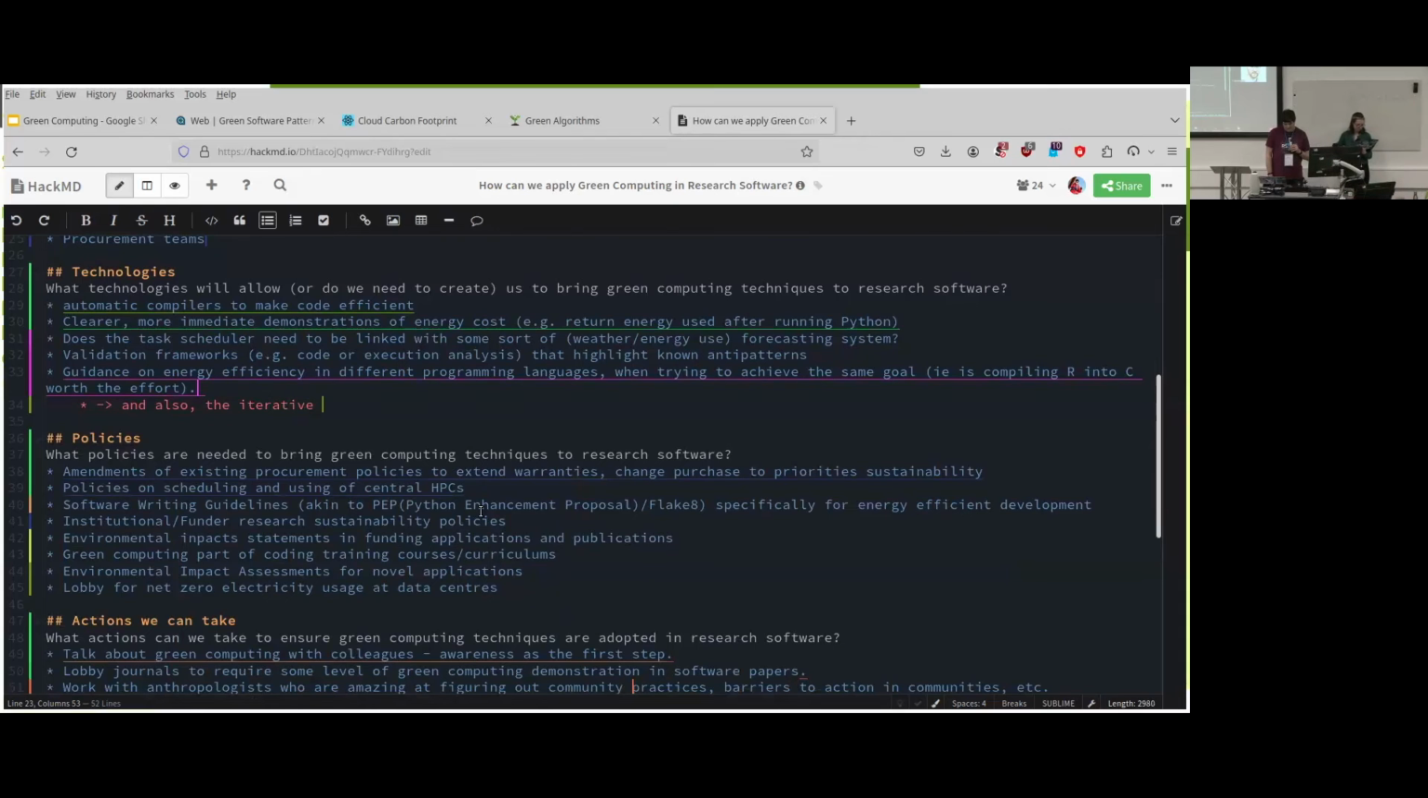Technologies. Automatic compilers to make code efficient. That also implies you're using a compiled language.